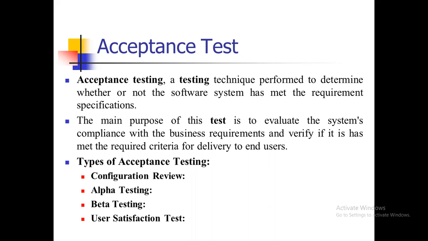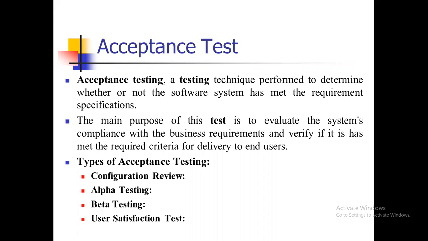Then the next one is beta testing. This test is done at the customer side in a live environment, that is, a realistic workout. So it is called live testing. Unlike alpha testing, the developer is not present in beta testing. Beta testing is done at the customer side, that is live testing.